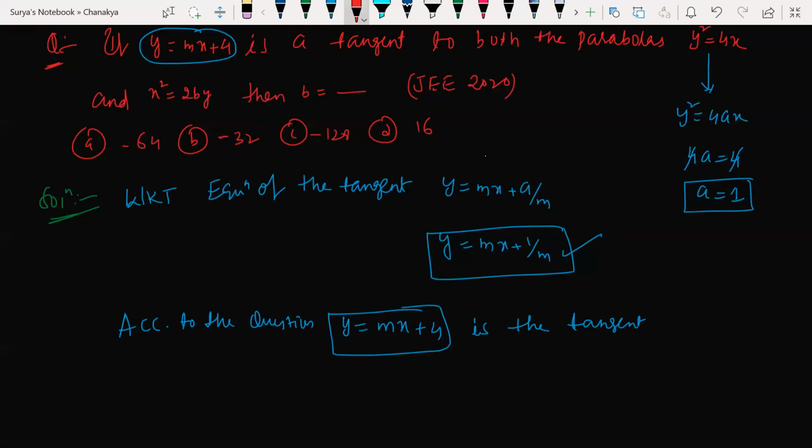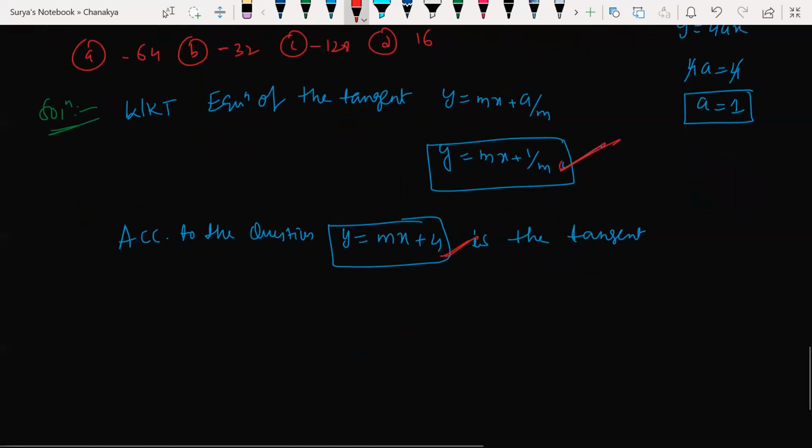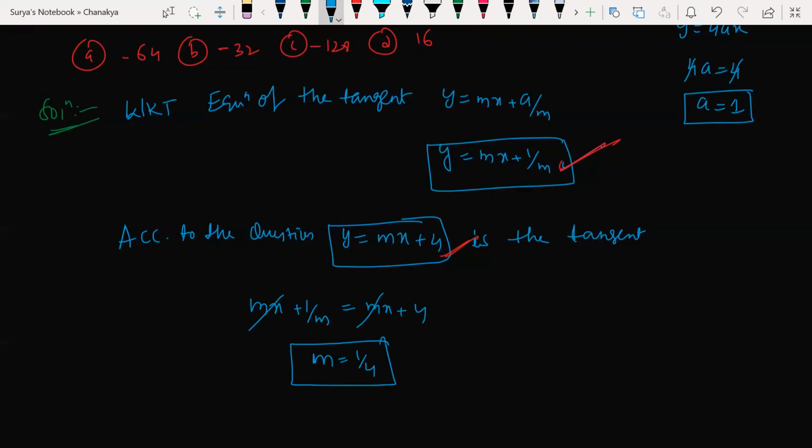1/4. Very good, very, very good beta. Look, this is also a tangent, this is also a tangent, so I have to compare, right? Yes or no? So if I equate both the things, mx + 1/m and mx + 4, mx cancels, so what will I get? What is the m value? 1/4. This is my slope. Correct? Any doubt? Any doubts now?